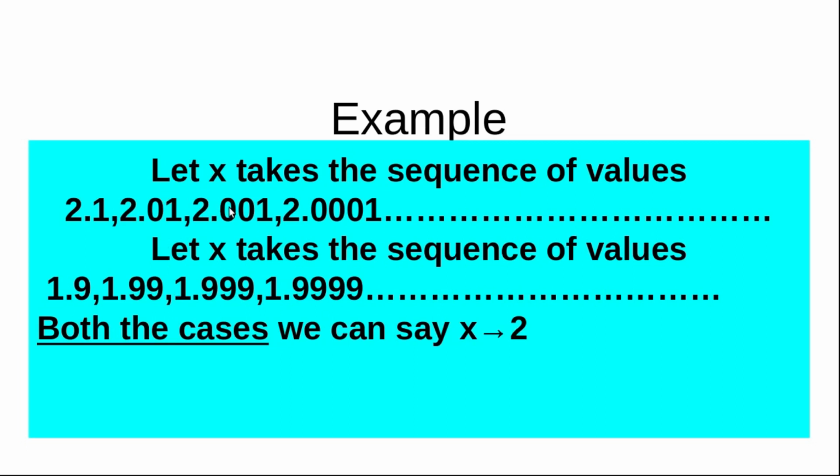Both the cases, generally we can say x tends to 2. അതായത് എക്സ് എയിലേക്ക് ടെൻഡ് ചെയ്യുന്നു, 2ലേക്ക് ടെൻഡ് ചെയ്യുന്നു. അത് ലെഫ്റ്റ് സൈഡിൽ നിന്നായാലും റൈറ്റ് സൈഡിൽ നിന്നായാലും ജനറലായിട്ട് നമുക്ക് കോമൺ ആയിട്ട് പറയാൻ പറ്റുന്നതാണ് എക്സ് ടെൻസ് ടു 2 എന്ന് പറഞ്ഞാൽ. അപ്പോൾ രണ്ട് സൈഡിൽ നിന്ന് ടെൻഡ് ചെയ്താലും നമുക്ക് എക്സ് ടെൻസ് ടു 2 എന്ന് എഴുതാൻ പറ്റും.